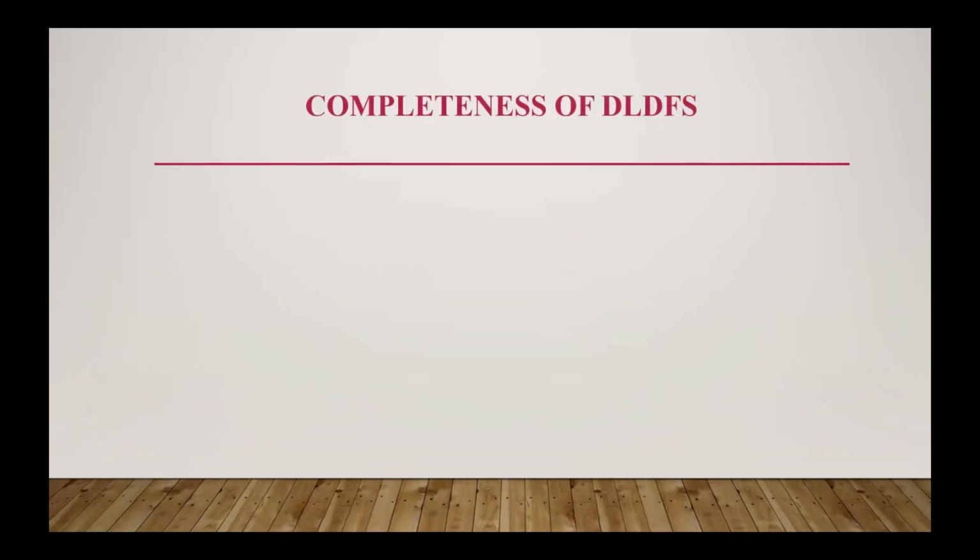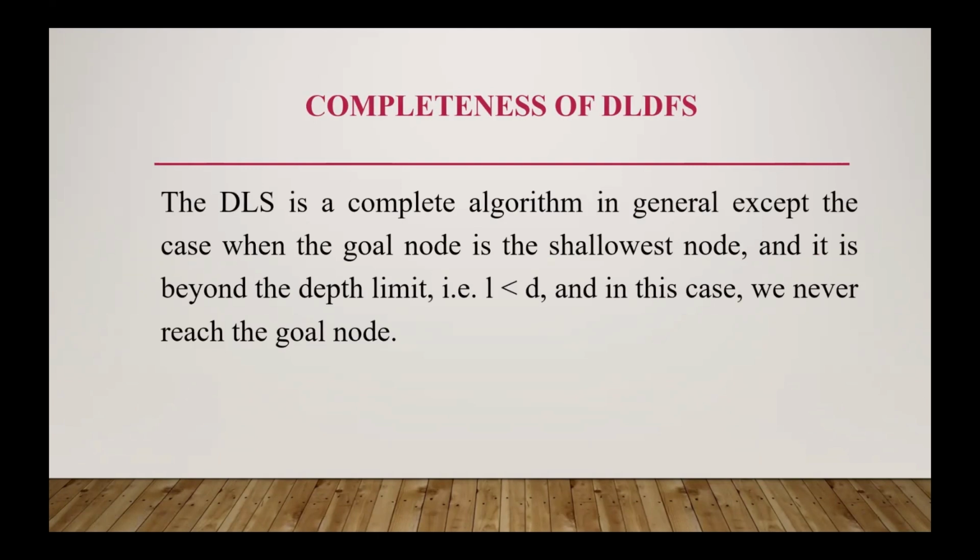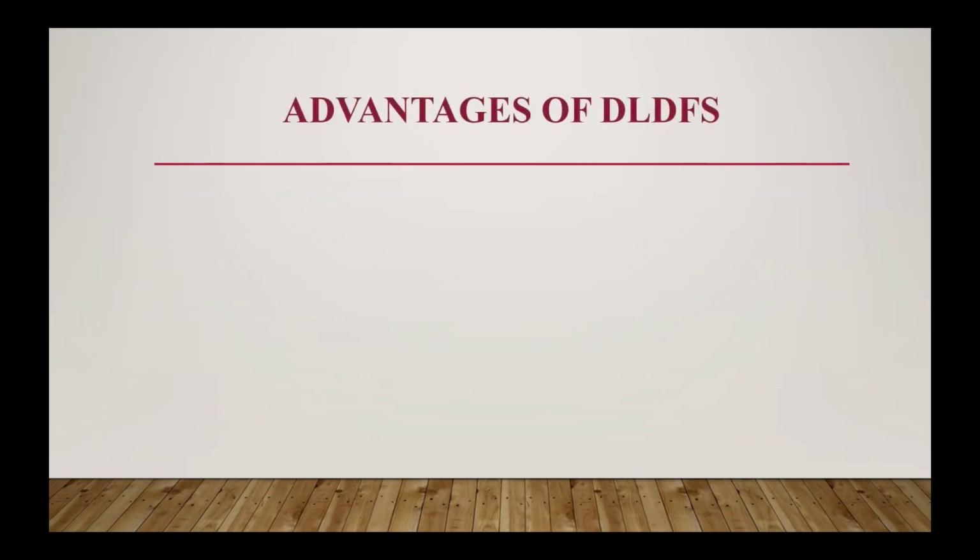The next one is completeness. A depth limit search algorithm is complete in general, except when the goal node is the shallowest node and it is beyond the depth limit, that is, when the depth limit is less than d. In this case we never reach the goal node. So we cannot say it is complete, because we already went through the previous example where the solution is present but due to the depth limit, we could not reach the goal node.